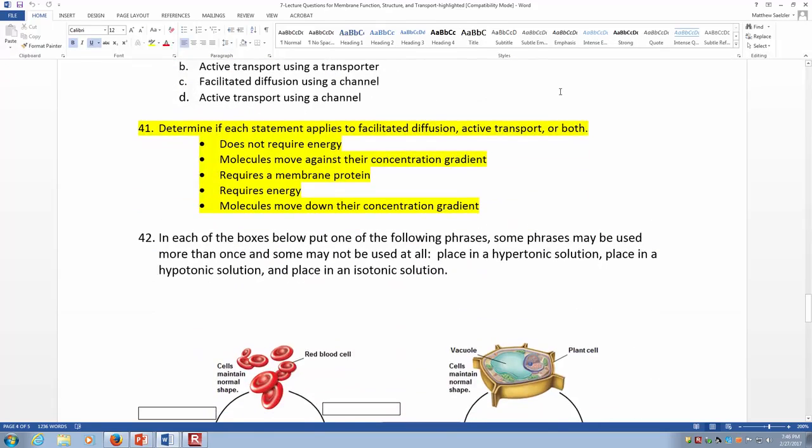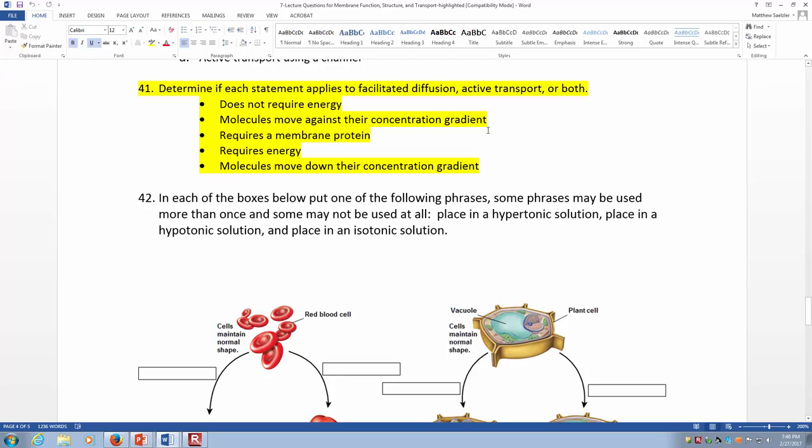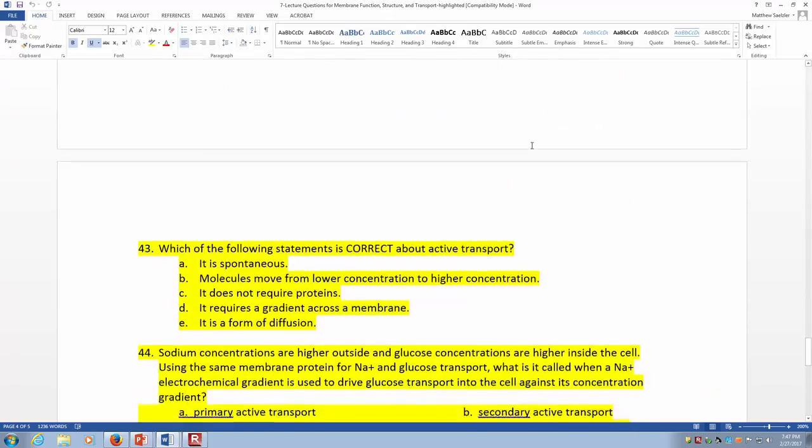And then for 41, you're supposed to determine whether the statement applies to facilitated diffusion, active transport, or both. So which one does not require energy? Right, facilitated. And which one do molecules move against their concentration gradient? Right, active transport. Which one requires a membrane protein? Right, both. Which one requires energy? Right, that's active. And then which type do molecules move down their concentration gradient? That's facilitated diffusion, right. Okay, and I think that's the, oh no, never mind, I have more.